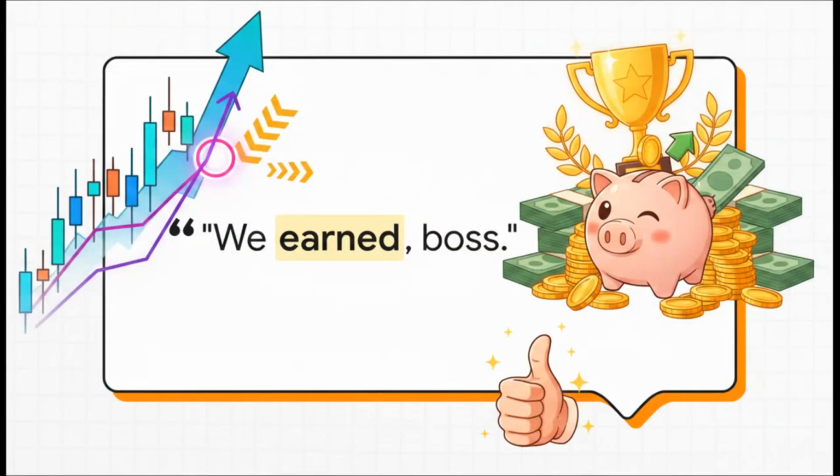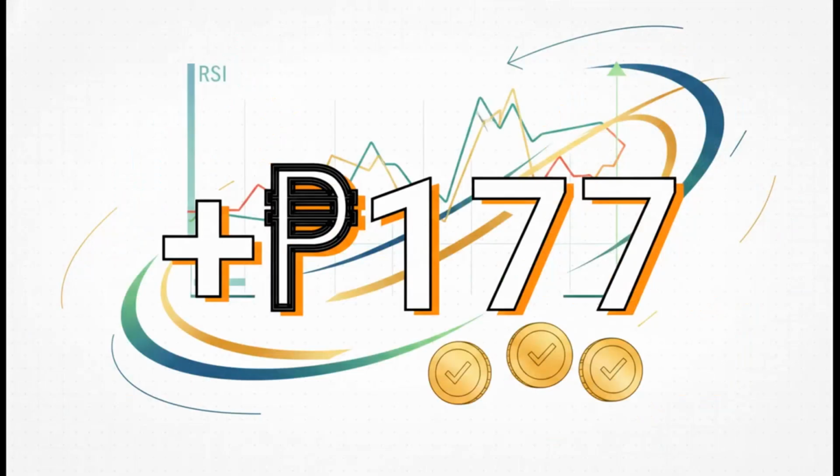So, same story, different market. The RSI hits the signal level, the trade goes in, and the outcome is another win. As the source says, we earned, boss. Simple as that. And that last trade adds another 177 pesos to the pot. So when you add it all up, we're right back at that big number we saw at the very beginning. 3 trades, 3 wins, all thanks to one simple indicator.